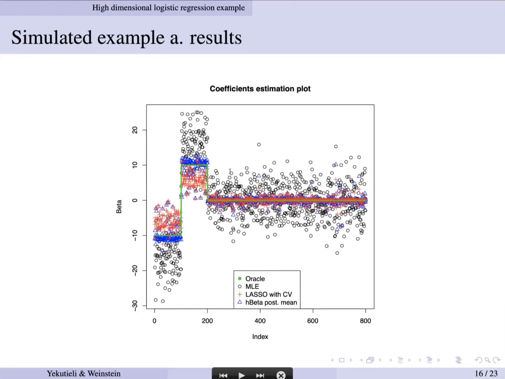So this is the coefficient estimation plot. Remember how our coefficients look? On the x-axis, we have the index for the coefficient, okay? It looks like a curve, but it's actually 100 points. The actual value, Oracle, is minus 10 for the first 100, plus 10 for the next 100. And then from 201 to 800, it's exactly 0.